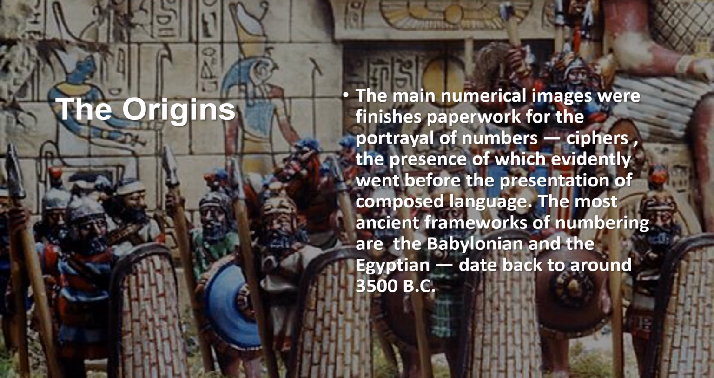So the main numerical images, or finishes of paperwork, come from the portrayal of numbers, ciphers, the presence of which evidently went before the presentation of composed language. The most ancient frameworks of numbering are the Babylonian and the Egyptian, which date back to around 3500 BC.